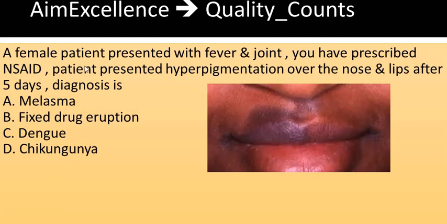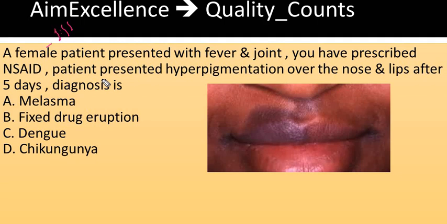Now this particular question: a female patient presented with fever and joint pain, you have prescribed NSAID. Patient presented with hyperpigmentation over nose and lips after 5 days. Diagnosis is? Seeing the options and going through the stem of this particular question, there are a few findings which are pointing towards the diagnosis. One is female; there is a ratio of 1:1. It is a very important point that can come as a future question, like the new pattern question will be like this.